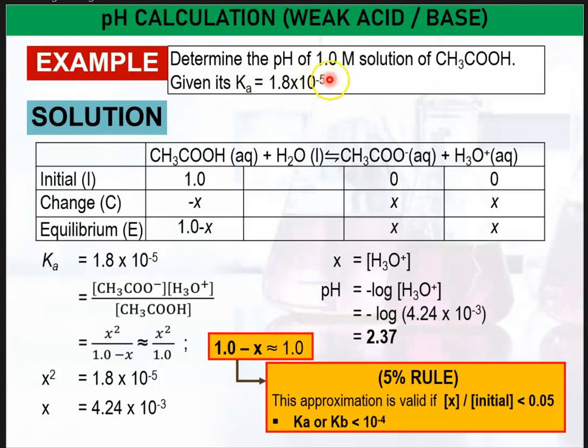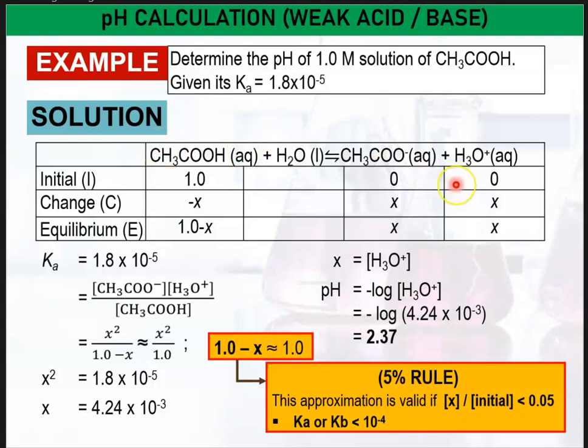Determine the pH of 1 molar solution of acetic acid given its Ka value equal to 1.8 times 10 to the power negative 5. So this is how you are going to solve this problem.